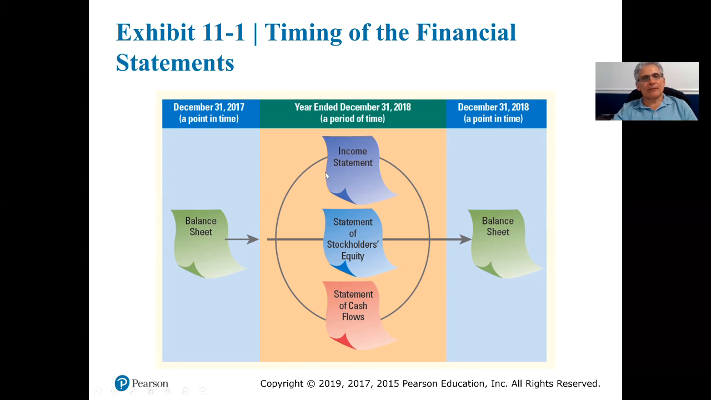When we're preparing the statement of cash flows, we are going to be using the balance sheet from the beginning of the period, which in this example here is December 31st, 2017. And we're going to compare that to the ending of that same period, December 31st, 2018. So it's really 1 year, and we're going to compare the two. But in between that, we're going to have the income statement, statement of stockholders' equity, and the statement of cash flows.